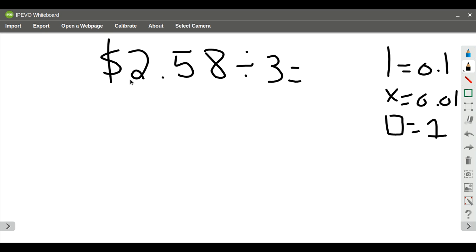So I have to look at how many times 3 goes into 25. And so I'm going to break that apart first. And when I divide 3 into 25, if I look at the 25, this is going to be 25 tenths. So I'm going to break it apart. So I'm going to break apart my 25 into 3 equal groups.